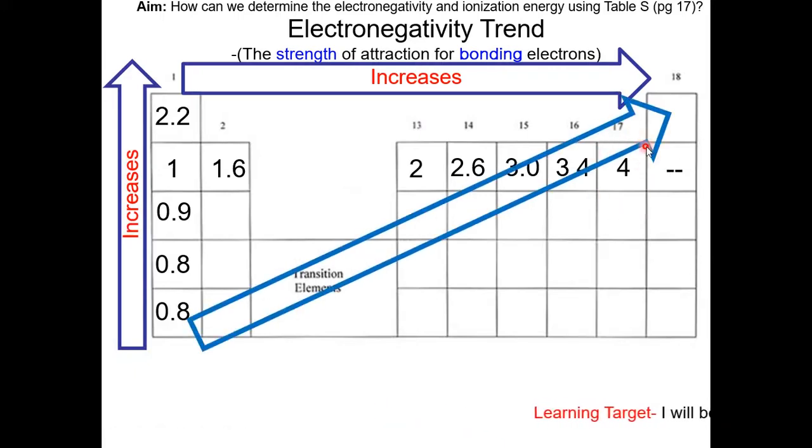As you can see, fluorine is the most electronegative element. These noble gases here do not have electronegativity values, so the least electronegative atom should be in the bottom left of the periodic table.